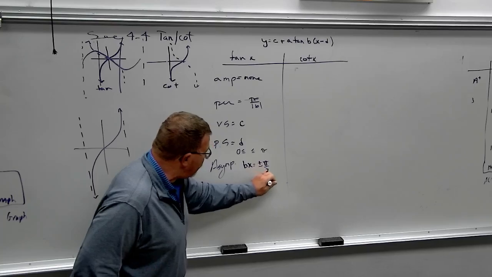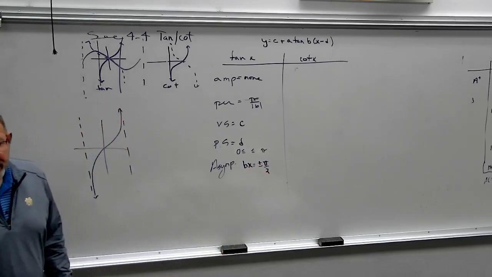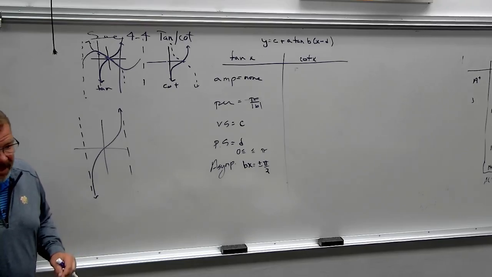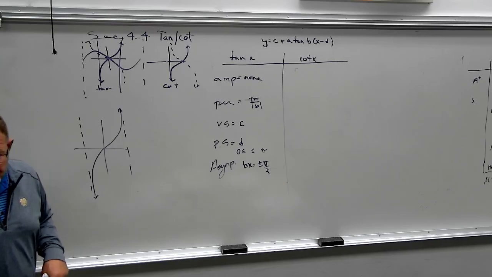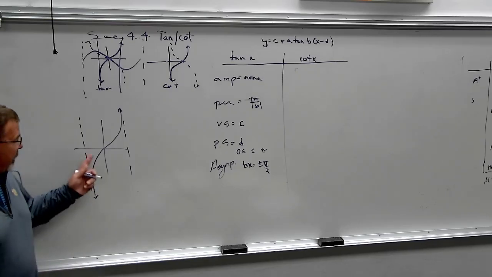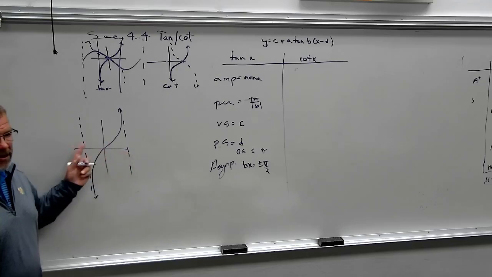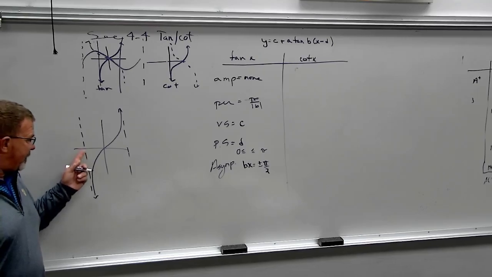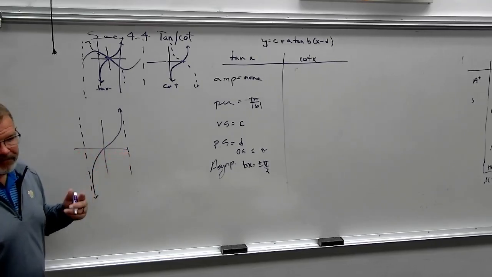The formula to calculate these is b times x equals plus or minus pi over 2. B times x equals plus or minus pi over 2. So you're going to have a negative answer and a positive answer. They'll always be the same. If this is 2 pi, then that's negative 2 pi. If this is negative pi, that's positive pi. Okay?